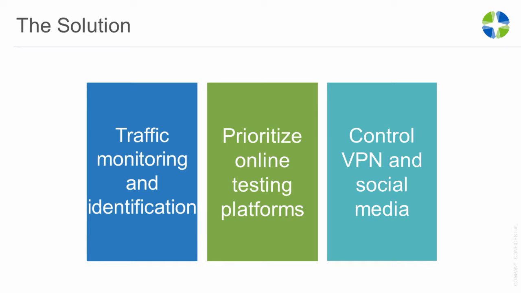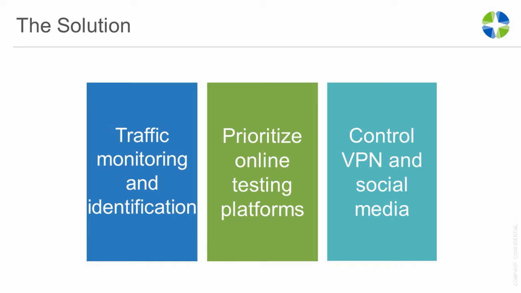The biggest parts of that were traffic monitoring and identification. We didn't know what was out there that was taking up all this bandwidth. Like I said, we had MRTG just showing us the overall bandwidth and not knowing what's in there, so we couldn't identify it, we couldn't corral it, we couldn't contain it, and we couldn't prioritize anything. We couldn't give any sort of optimization to the online testing platforms.